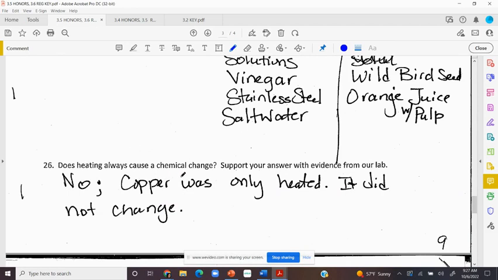Does heating always cause a chemical change? No. Your crucible yesterday, for example, okay? We heated that crucible. It was still a crucible when we got done, wasn't it? Okay. The wire rod a couple of days ago, we heated the wire rod. It was still a wire rod when you were done, yes? Okay.